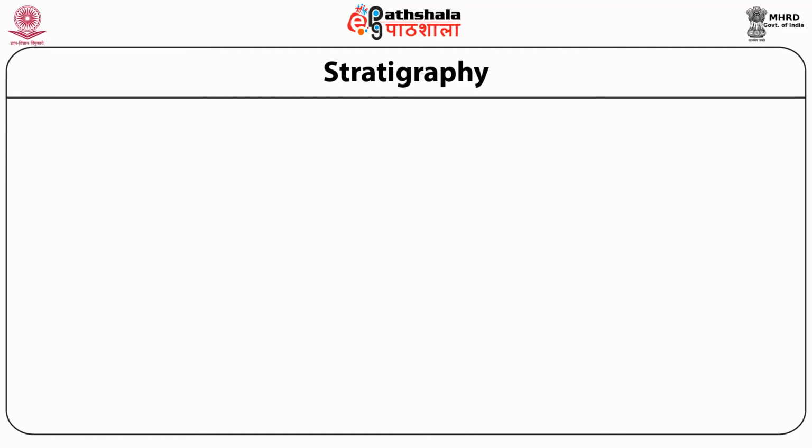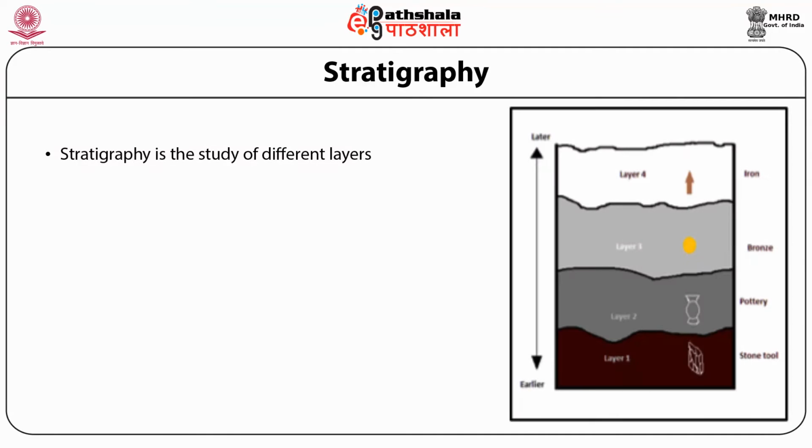Stratigraphy. Stratigraphy is the most well-known and widely used method to establish the relative sequence of the evidence. This method is based on geology. Stratigraphy is the study of different layers. One stratum is differentiated from another in terms of composition, color and content. These strata are studied to get the chronocultural sequence of different phenomena.